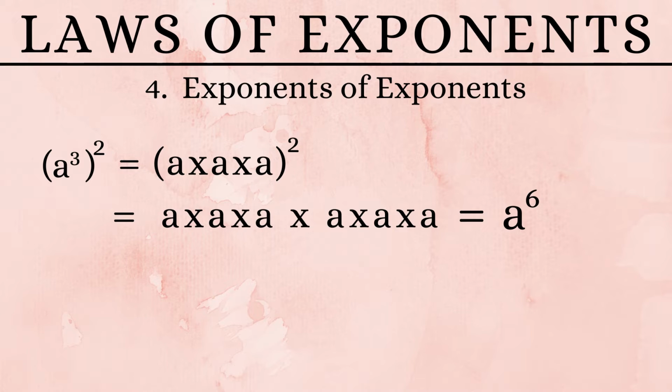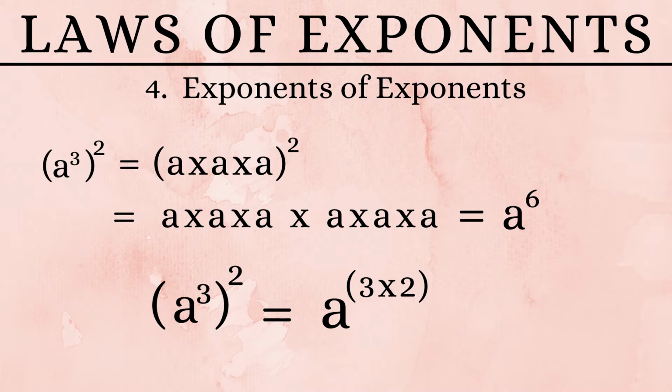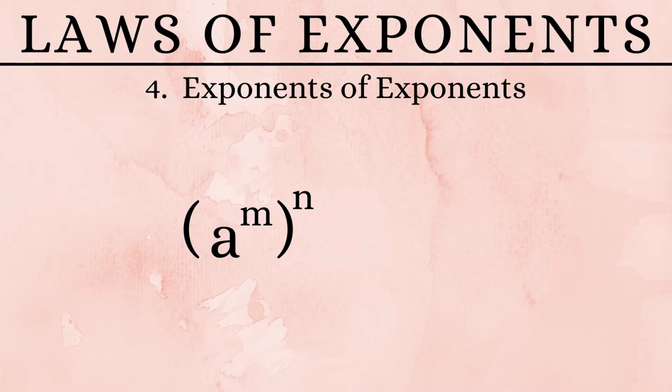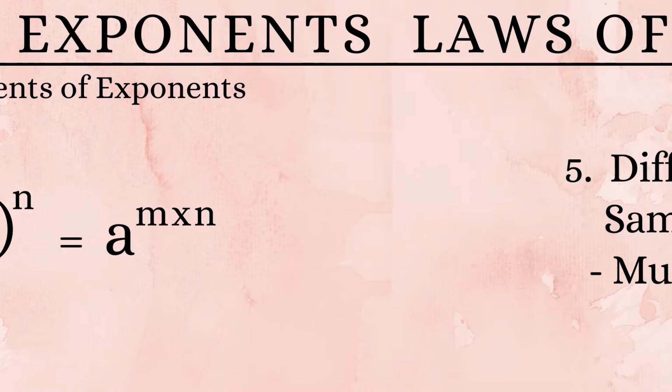Now let's do this in a single step using our law. a cube the whole square. Keep the base a as it is and just multiply the exponents, 3 into 2. So that gives us a to the power of 6. So to generalize, a to the power of m the whole to the power of n is a to the power of m into n. With that, we move on to the fifth law of exponents.